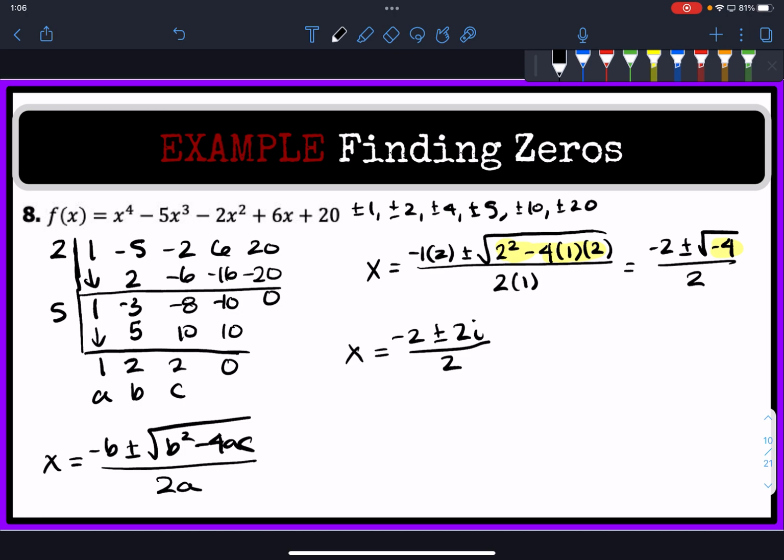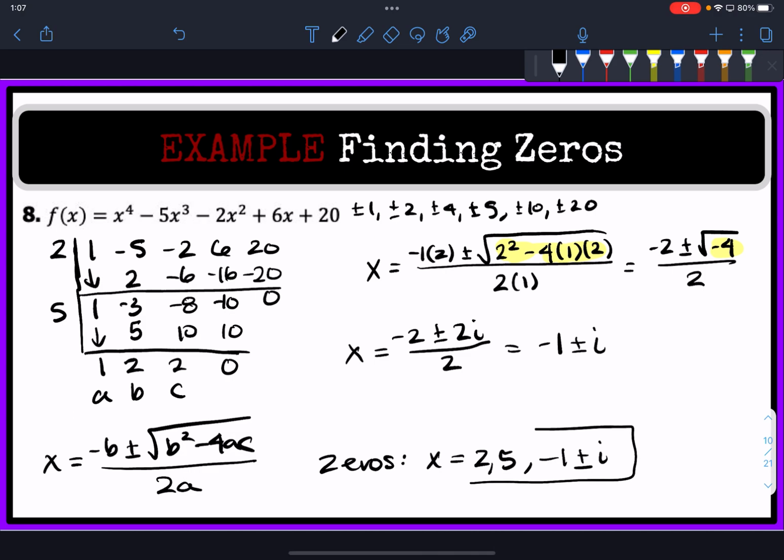And again, since the square root of 4 is 2, the square root of negative 4 would be 2i. So we end up dividing both the negative 2 by 2, which is negative 1, and the 2 by 2, which is 1. So here are the complex zeros. Our zeros are x equals 2, x equals 5, and x equals negative 1 plus i and negative 1 minus i. So these are the 4 zeros of the polynomial function.